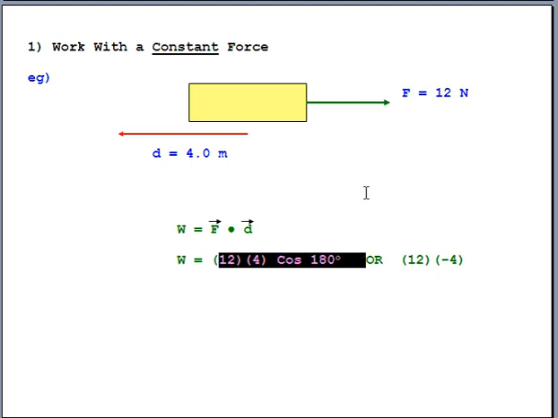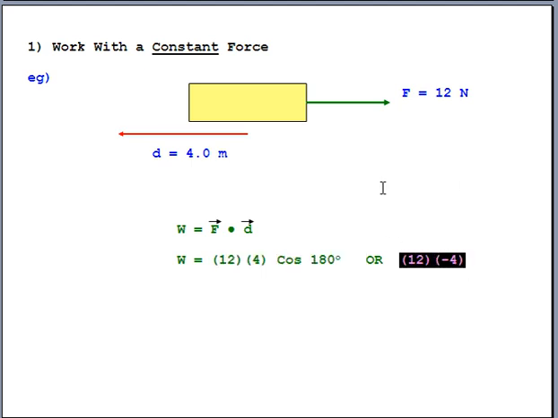You would just say, okay, 12 times 4 times the cosine of 180. In Physics 11, we would have said, oh, the displacement's backwards. One of those vectors is backwards, and we would have installed our own minus sign in there. Well, the cosine of 180 installs that minus sign for you. It is a value of -1. Either way, we're going to get an answer of -48 joules. So again, for the next couple of examples, we'll do Physics 12 on the left and then the old Physics 11 on the right.